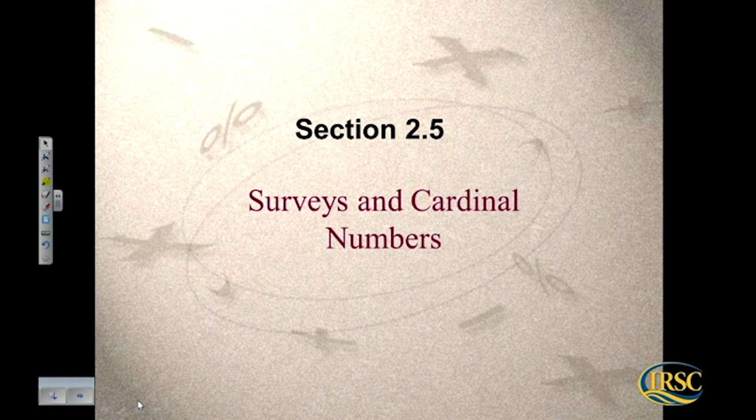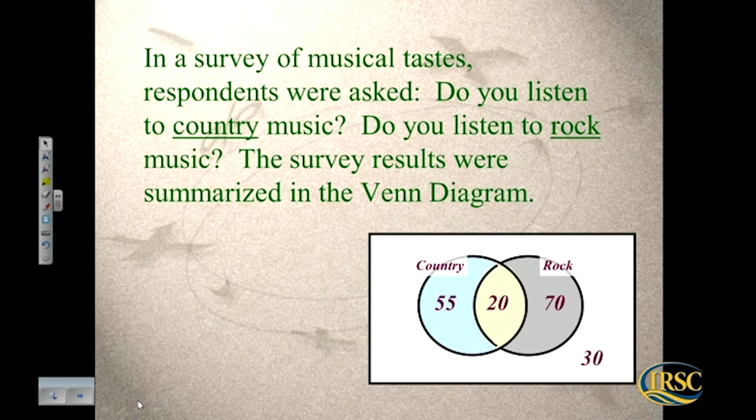Okay, 2.5 is the section where you can see where some of these set theory ideas can be applied in real life. And so one of them is using surveys. In a survey of musical taste, respondents were asked, do you listen to country music? Do you listen to rock music? And the survey results were summarized in the Venn diagram. So you want to fill in what you see in the Venn diagram. So based on the survey results, you want to be able to answer a series of questions.